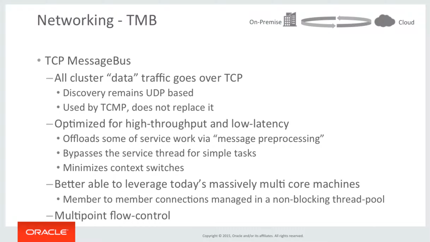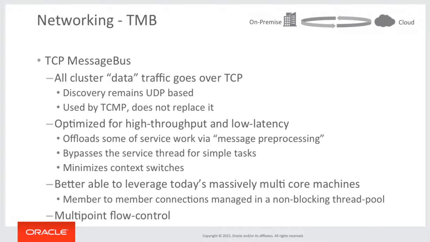So I'm going to go just briefly into a little more detail on the TCP message bus. It doesn't have a whole lot to do with zero configuration, but it is a rather fundamental change in 12.2.1. So as I mentioned, all non-discovery traffic, or we can really say all data traffic, now effectively is transported over TCP rather than UDP. And we have seen workloads where this really does provide a performance benefit. Discovery does remain UDP based.